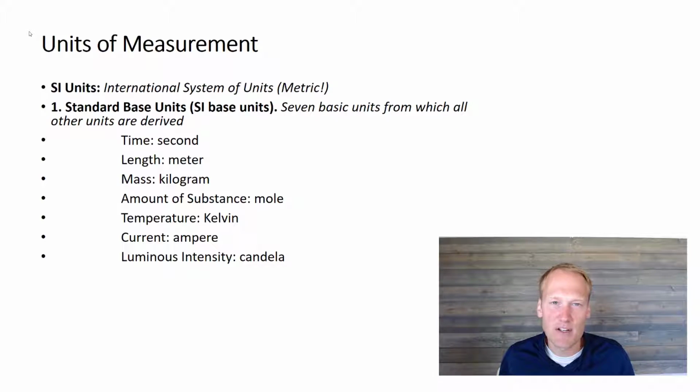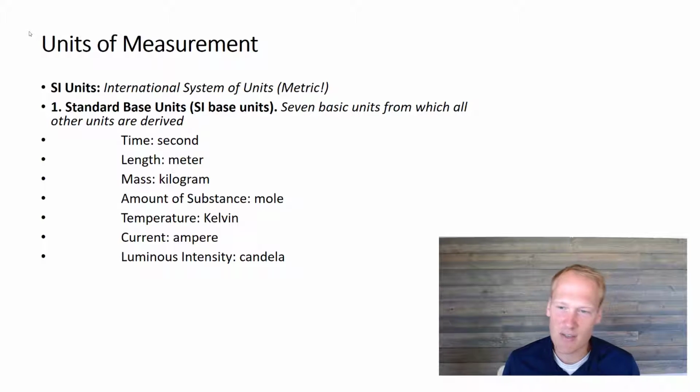So the system we use in all science is called the SI system, or the International System of Units. It is metric based. It's what you would think of as metric in the United States. Sometimes we don't like using this. We use our own system a lot. But this is what the world has basically agreed to use in science.